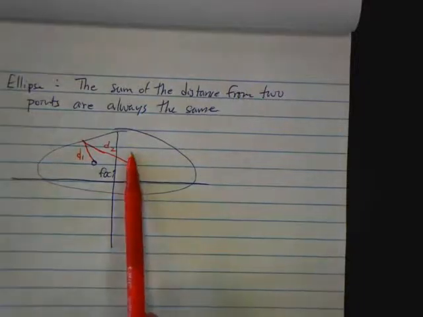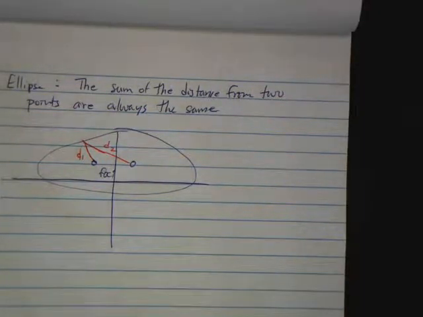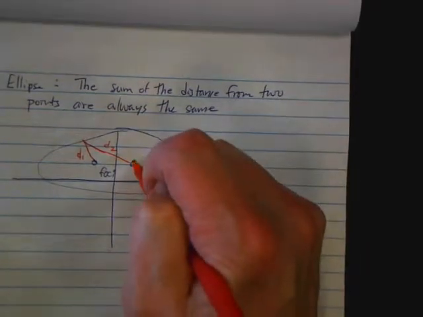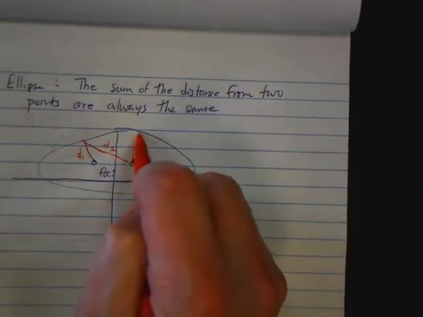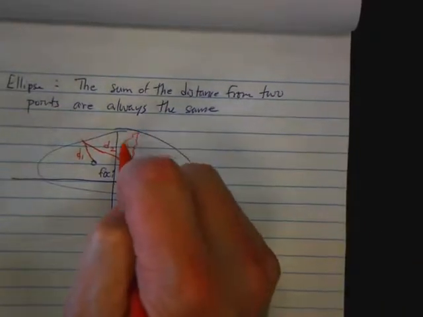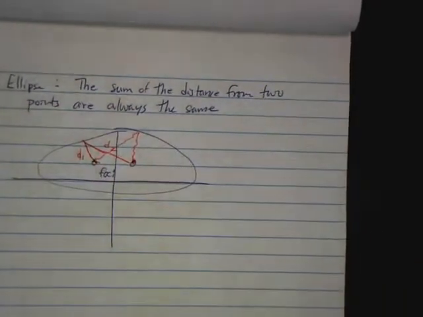Anybody know the special property of an ellipse? The special property of an ellipse is if you have a sound wave or a light wave starting at one focus, it will hit the ellipse and it will bounce to the other focus.